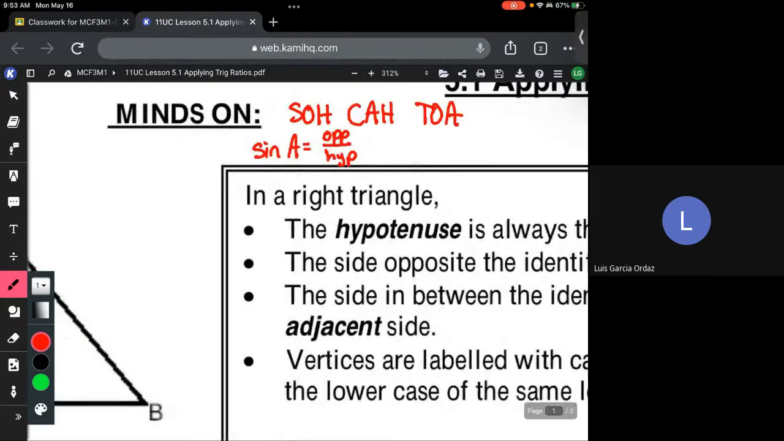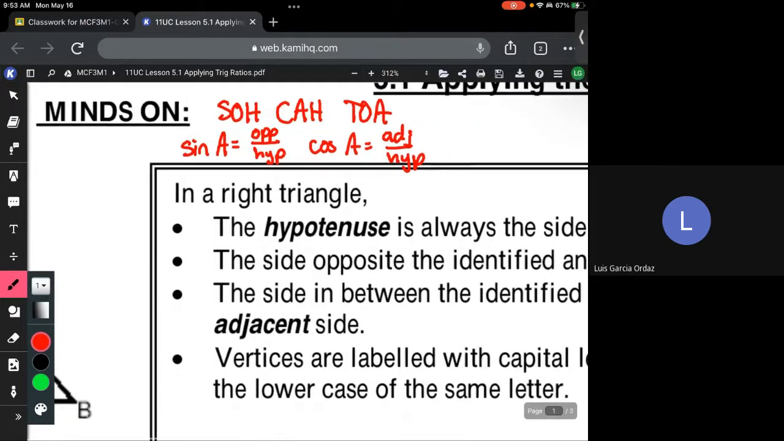The C stands for cosine. So cosine is equal to adjacent over hypotenuse. And tan is equal to opposite over adjacent.